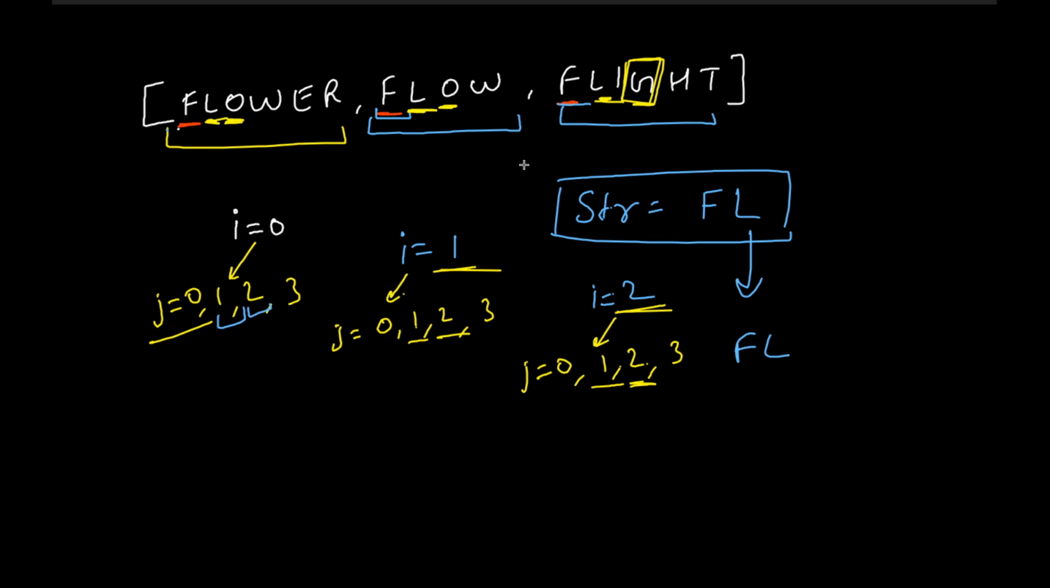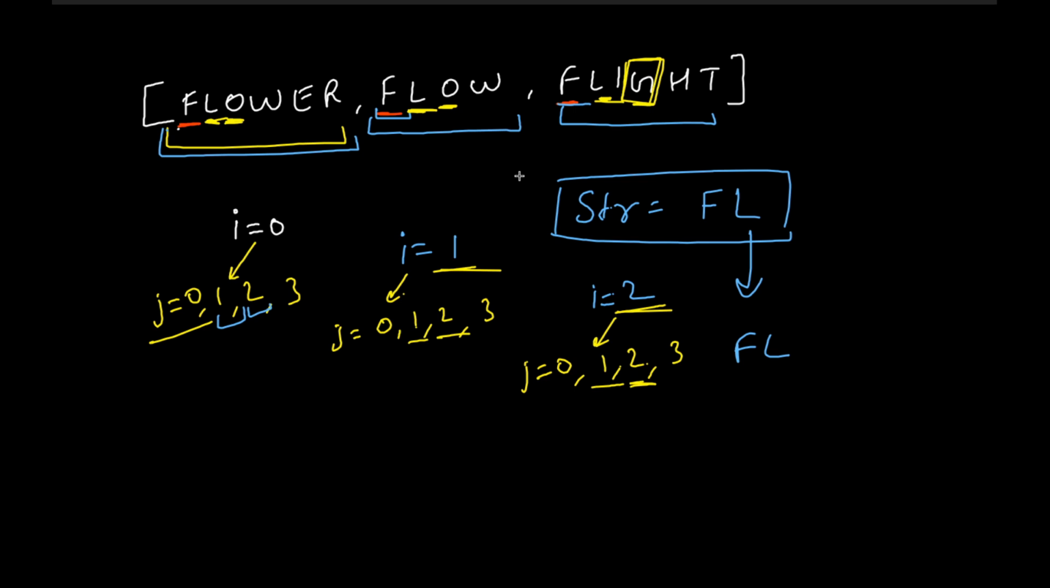So this was our algorithm. We are using nested loops. We have i and j. i represents the current character index of the string, and j represents the current element of the array, or which string we are on. So this was our algorithm.